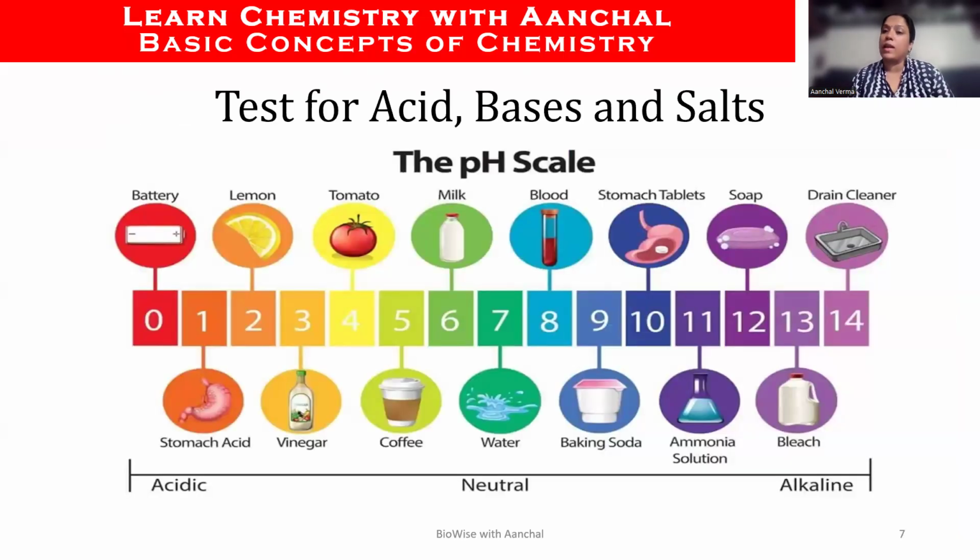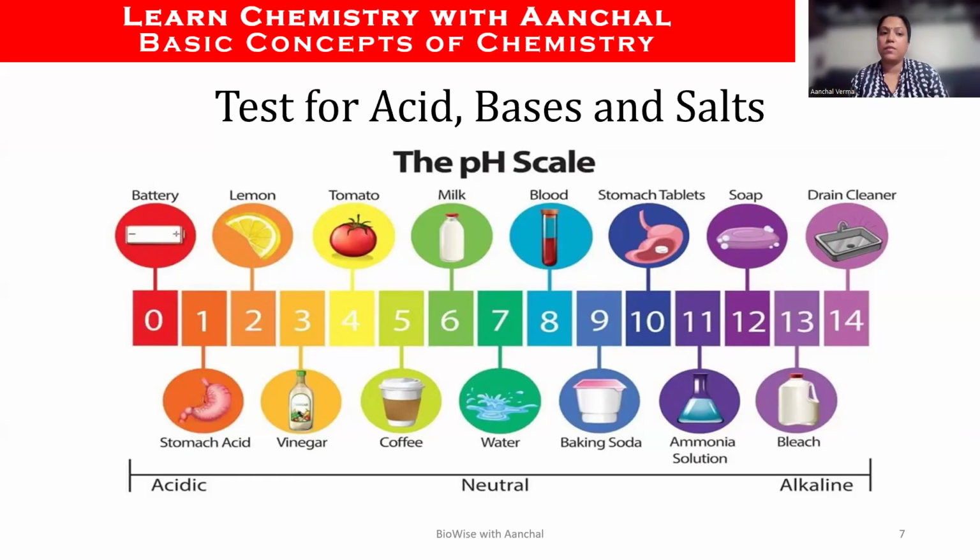Now, when you talk about acid, base, and salt, there is something called the pH scale, which starts from 0 to 14. I'll give you a very basic idea. This scale, on the basis of different colors, tells you what is the pH of the solution. These are certain common things present in our kitchen, home, and in our body that have different pH, right?